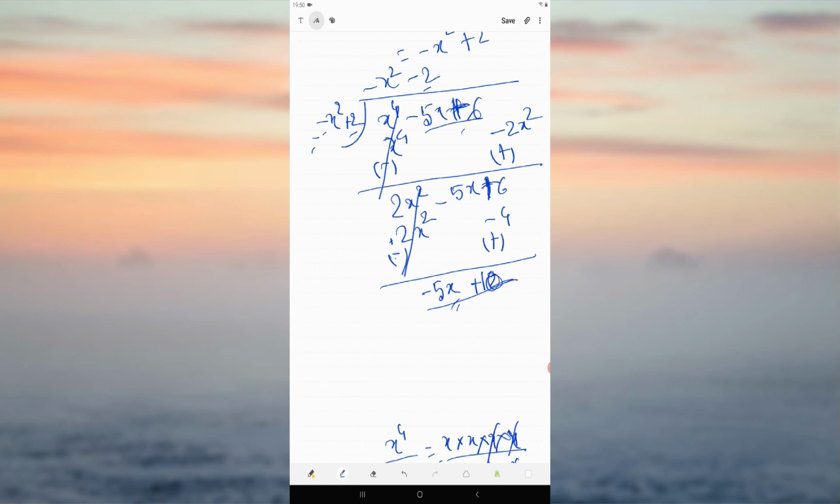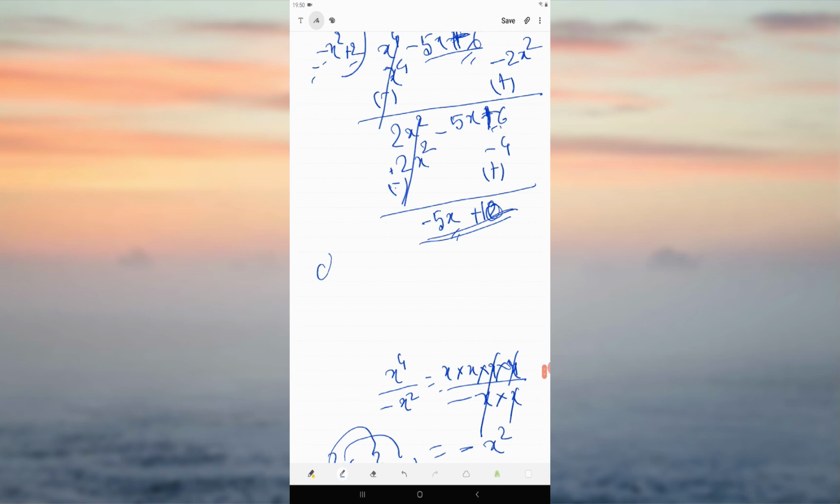Okay, here we made some mistake. We wrote minus 6 instead of plus 6. So I changed it. Of course in the next line also it will be plus 6, and then plus 6 plus 4 is 10. The steps will be the same. So minus 5x plus 10.